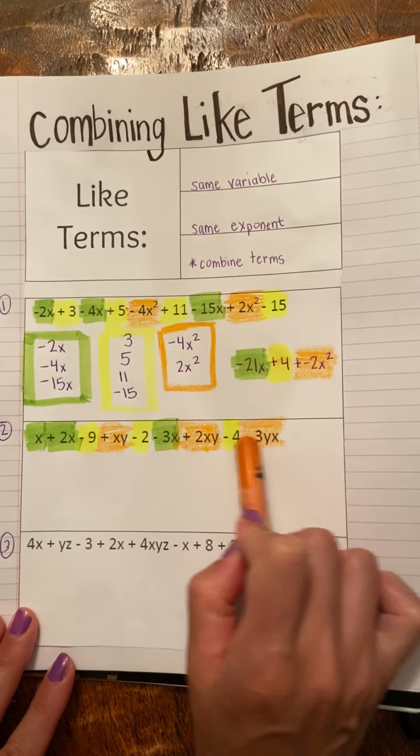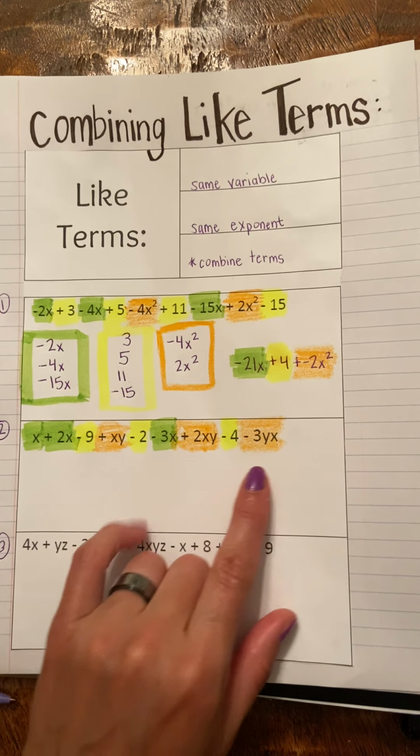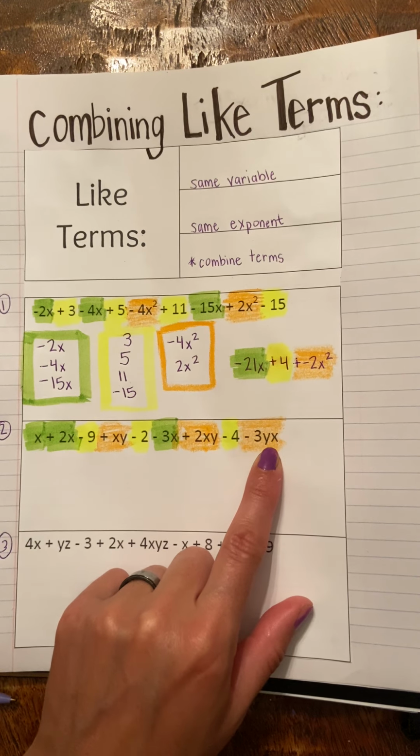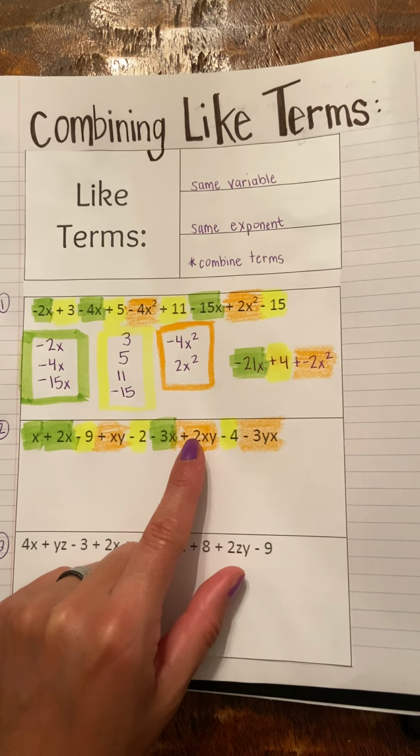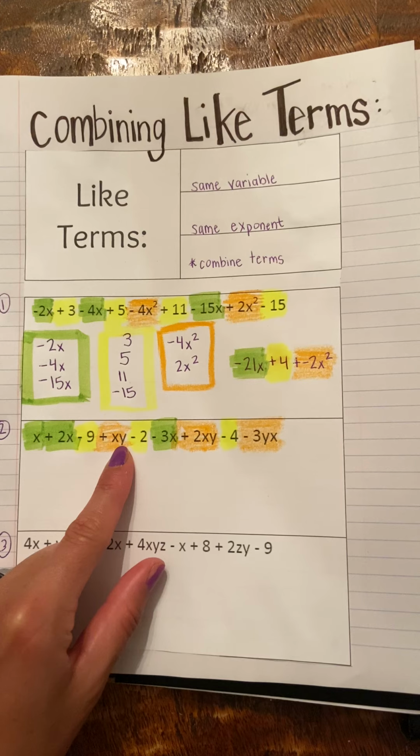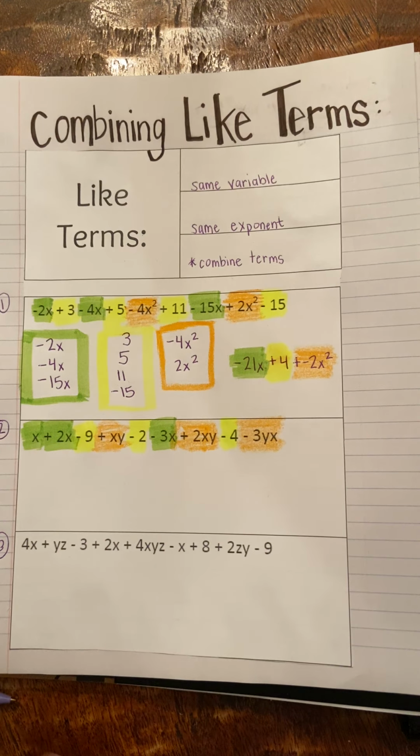And just like what we wrote on the other page, these are actually the same. It doesn't matter the order of the variable, as long as they both have the same variables. So there's an x and a y, an x and a y, and an x and a y. So those are the same. It doesn't matter the order.